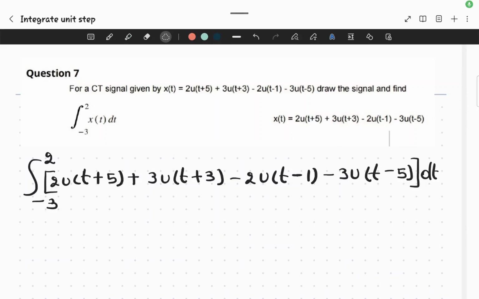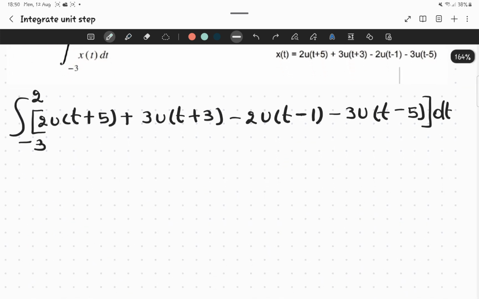Now we're gonna start this example. Okay, we need to integrate from 2 to -3 x(t), and this is the value of x(t). Before we do any integration of a unit step, there are things that we need to do.